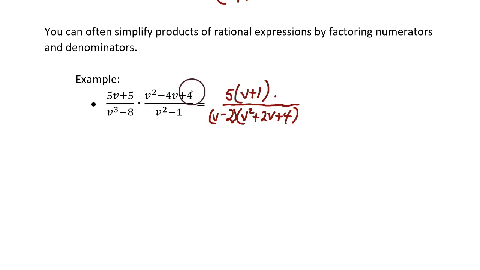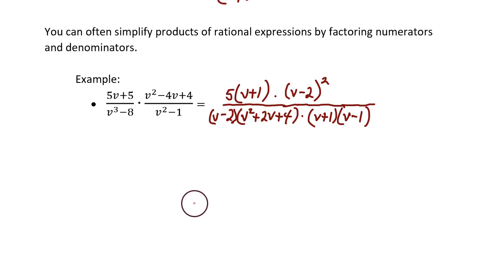We learned how to factor difference of cubes in our earlier chapter. Now let's go over and factor this right here. This is a perfect square trinomial. It factors as v minus 2 squared. Finally, the v squared minus 1. That's a difference of squares, and it factors as v plus 1 times v minus 1. So what's been done so far is the fractions have been combined together by creating the product of the numerators and the product of the denominators, and at the same time, we factored the polynomials.